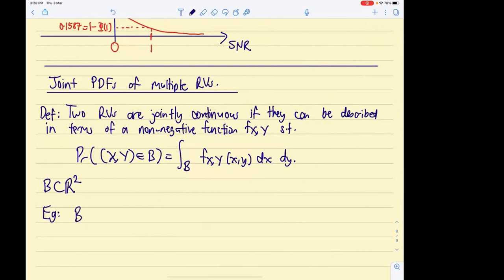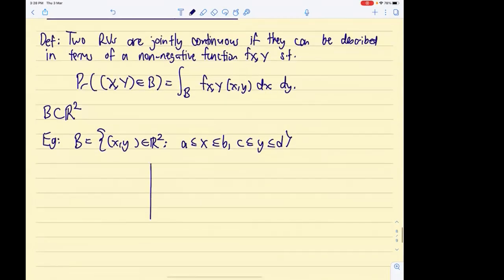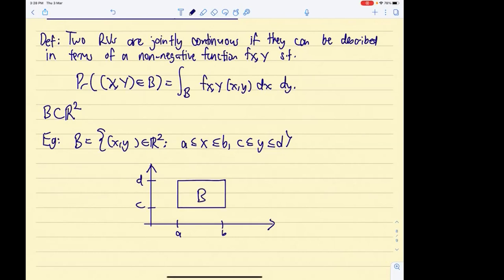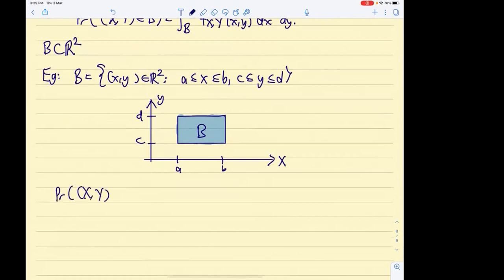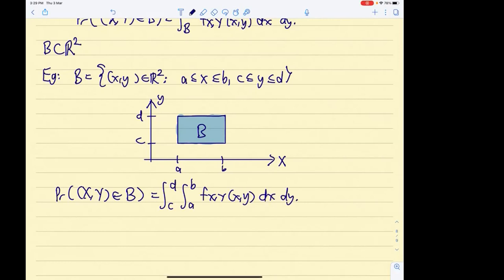Okay. For example, if B is the set of all x, y in the plane such that x is between a and b and y is between c and d. So what is this set here? Okay. So this is basically a rectangle. So we have a, b, c, and d. This is our set B, because X is between a and b and Y is between c and d, right? So that is our set of interest, okay? So we are interested in the probability that X and Y land in this set. The probability that X and Y land in the set B is given by the integral from c to d, integral from a to b, of f_XY(x, y) dx dy. Okay, so basically you're integrating over this rectangular region.